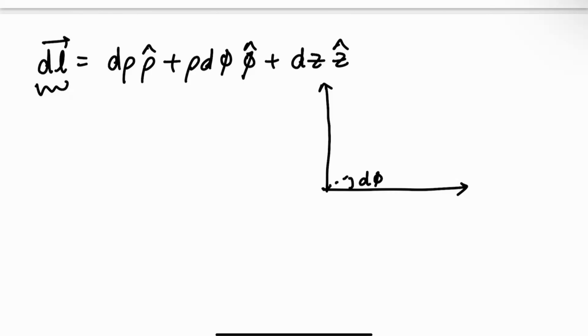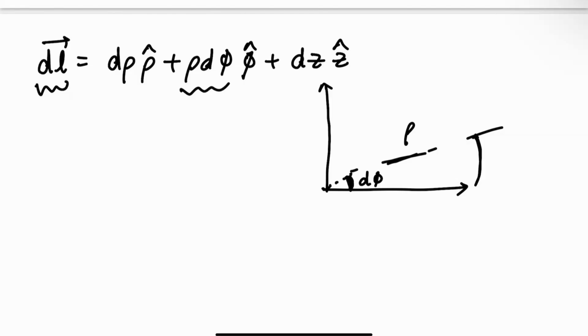Again, I want to find the length of a small vector. Now it depends on how far you are. If I'm here, d phi just gives me this length, a small amount of length. But if I'm out here, the same angle, d phi, can give me a larger length if I'm not careful. So I need to actually scale by the radius rho. And that's what the scale factor is.